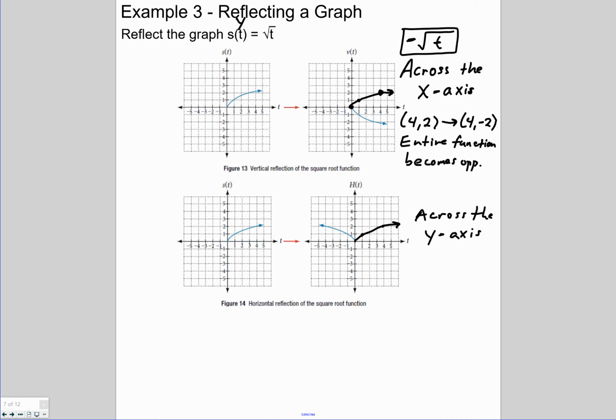Let's use that point again, (4, 2). This time, what does (4, 2) become when I go across the y-axis? (-4, 2). So this time, the value that changes is the x value. That means instead of making the entire function opposite, what am I going to make the opposite? The x value. So x becomes the opposite.